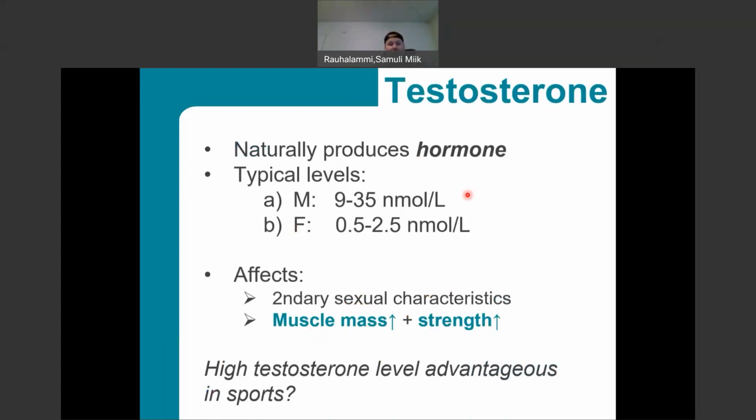Both males and females do have testosterone present in their body. However, the amount differs. So males typically have much more testosterone than females. It's also worthwhile to notice that there's a range of amount of testosterone. So that varies between the males, but also within the females. So not all male have as much testosterone as other males, or not all female have as much testosterone as other females. So this brings us to consider, could it be that high testosterone levels would be advantage in sports?